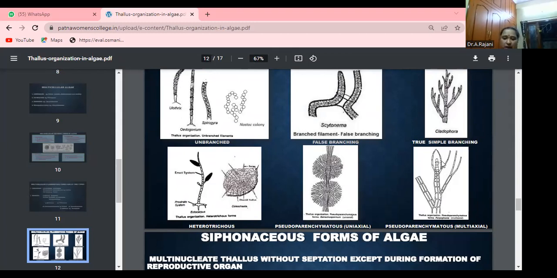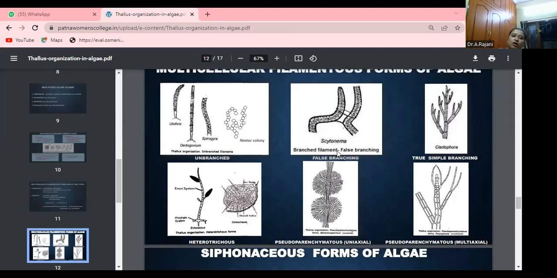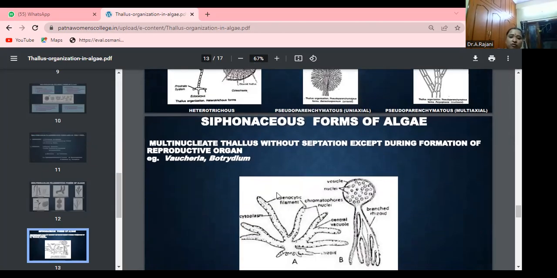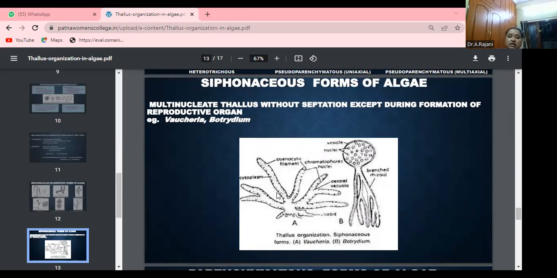Here the plant body is just a tube-like formation. Many tubes form, that's why poly. Siphonous means tube-like structure. I think you can understand, these are all multicellular filamentous forms of algae. And next one is the siphonous form: multicellular thallus without septation except during the formation of reproductive structures. This one is Vaucheria. Best examples, Vaucheria and Botrydium. These two are the siphonous forms.